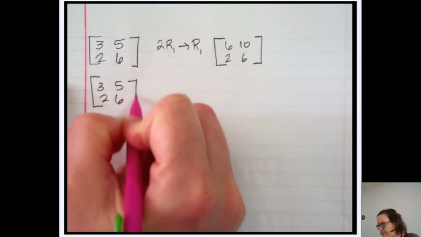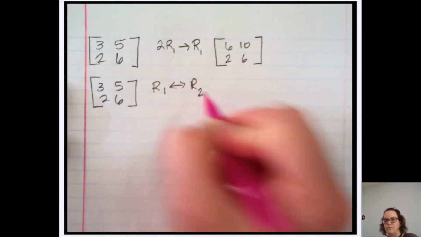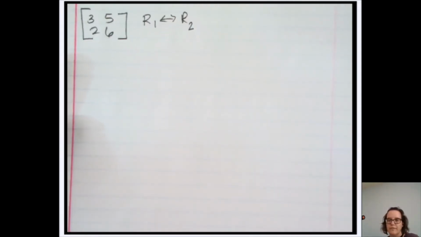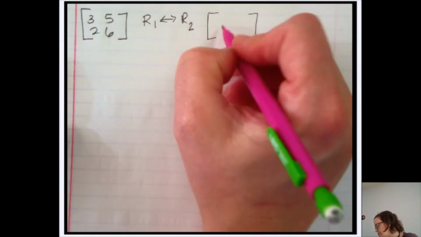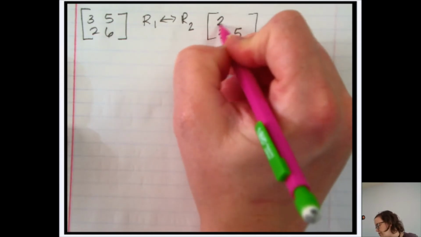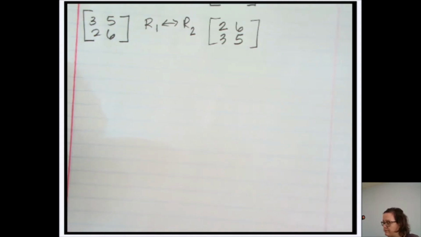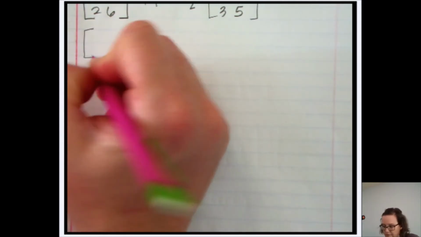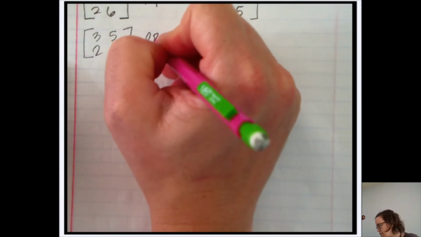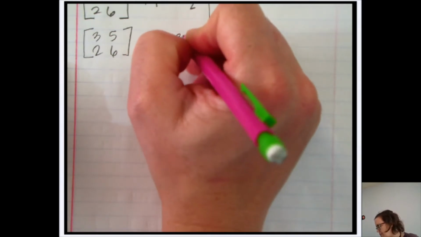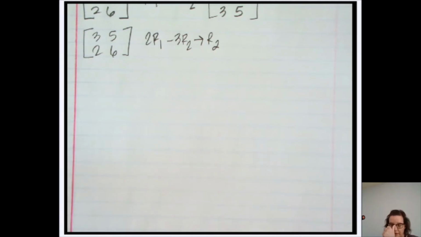Let's take this one again. Let's say we just want to switch row 1 with row 2. So we're changing both of these this time. Row 1 is going to go to row 2, and row 2 is going to go up to row 1. And that would be a switching. And then let's say that we want to take 2 times row 1 minus 3 times row 2, and we want to replace row 2. So that's what that would look like.